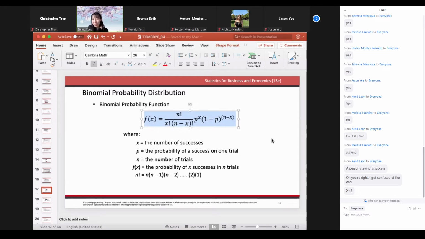Was there anyone who defined success as leaving the company? So n would still equal 3. Then how does your p or x change?